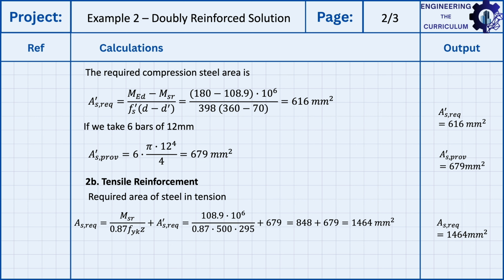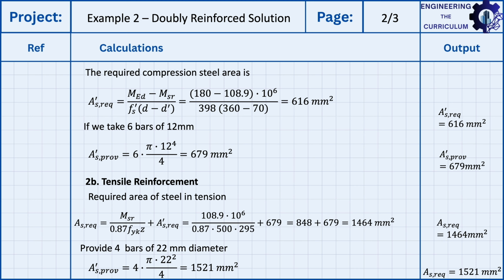Now this obviously also influences the tensile reinforcement. So the required area of steel, that first bit doesn't change, MSR divided by 0.87 fyk times z. However, As2 required has changed, and that brings a different area required for the tensile reinforcement. In this case, 1,464 millimeters squared. We can see that if we provide 4 bars of 22, we end up actually in this case with the same area for the tension reinforcement. And that is because the change wasn't really significant enough to bring any real change to the tensile reinforcement.